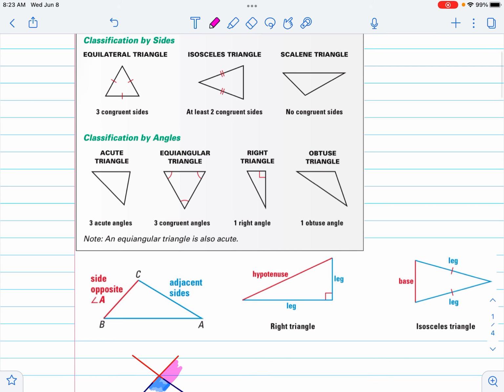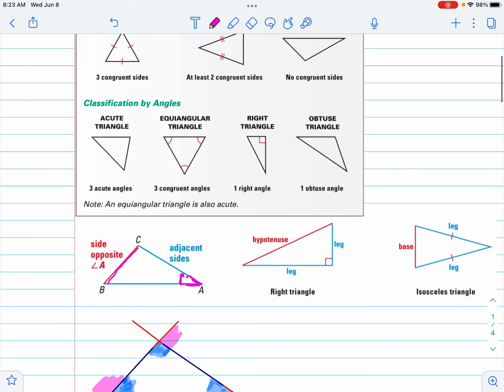Now, when we're talking about a triangle, we've got these angles, and let's talk about this angle A here. Notice that it's got two sides that make up the angle, this side and this side. We call those the adjacent sides. And the side opposite would be the opposite side. So we have the adjacent sides and we have the opposite side.